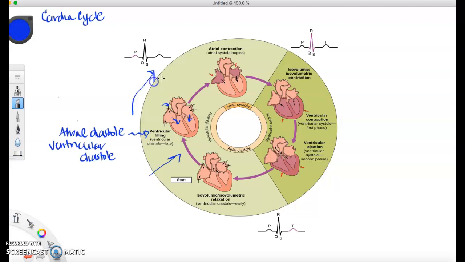we come this way and we get our P wave. So atrial depolarization. Atrial depolarization will happen here, and that will cause the atria to contract. So once we get to here, we have atrial systole. And ventricles are still relaxed. The ventricles are still in diastole. So that's atrial contraction.